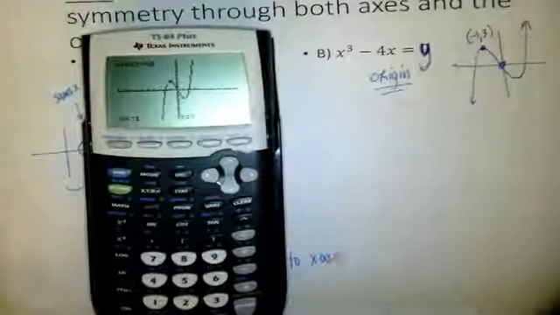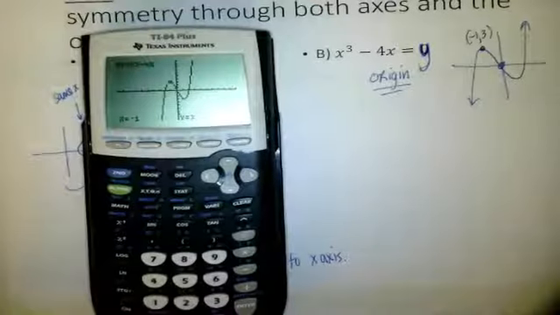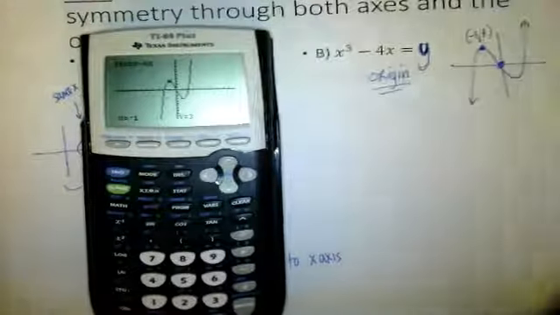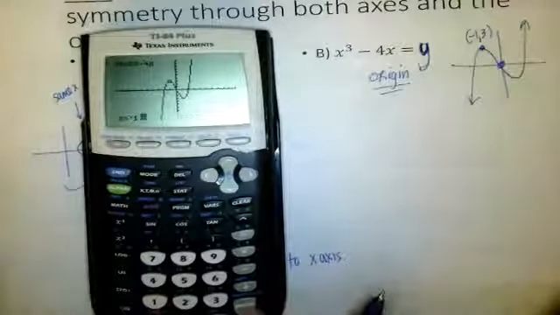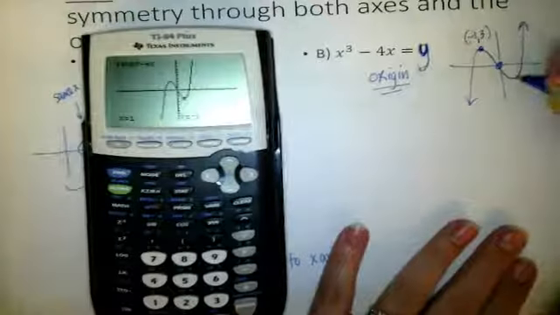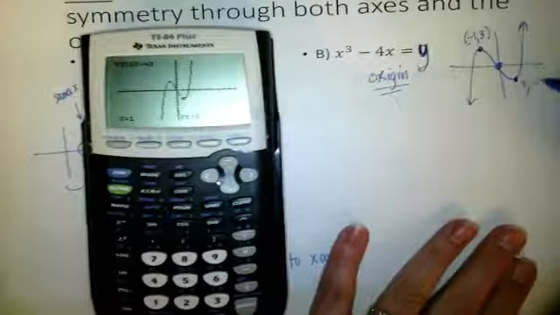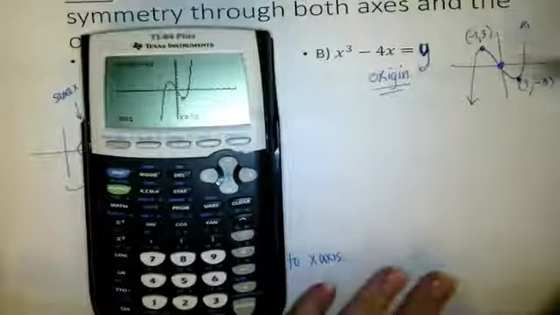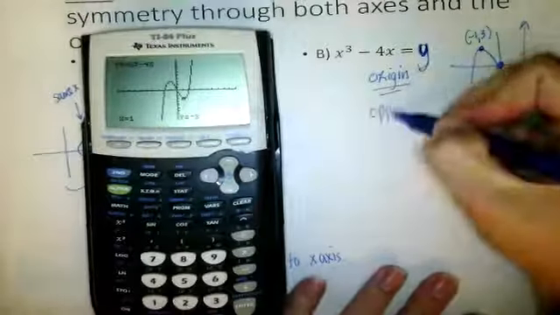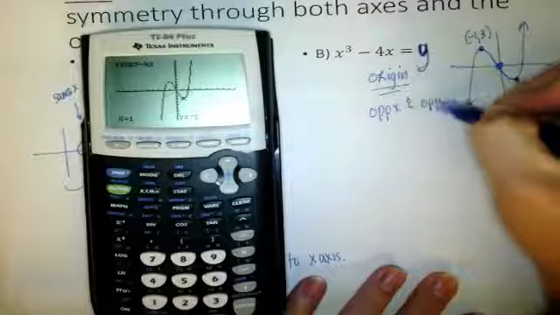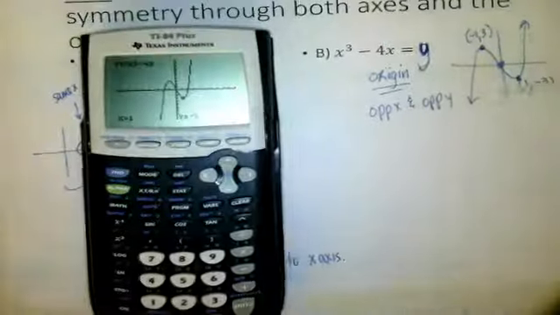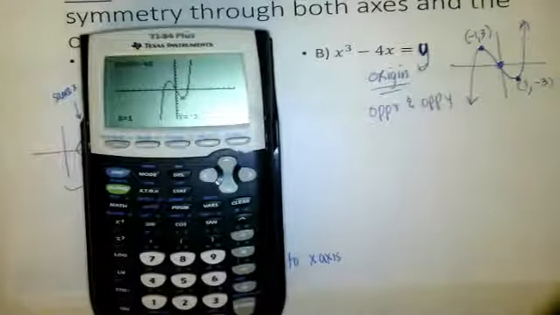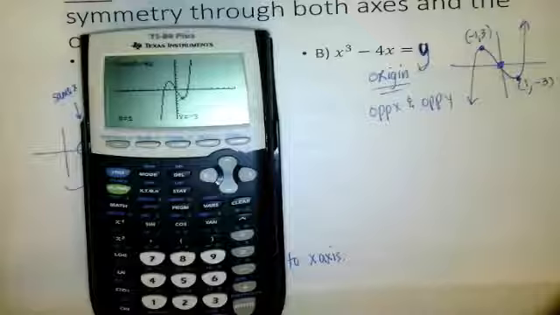So what's another number I can test for x then? 1. Plus 1. Yeah, we want to use some opposites. So I want to type in a +1 and see what I get. +1 gives me a -3 output. So you'll notice we have opposite x's and opposite y values. And that, again, is how we prove this algebraically.